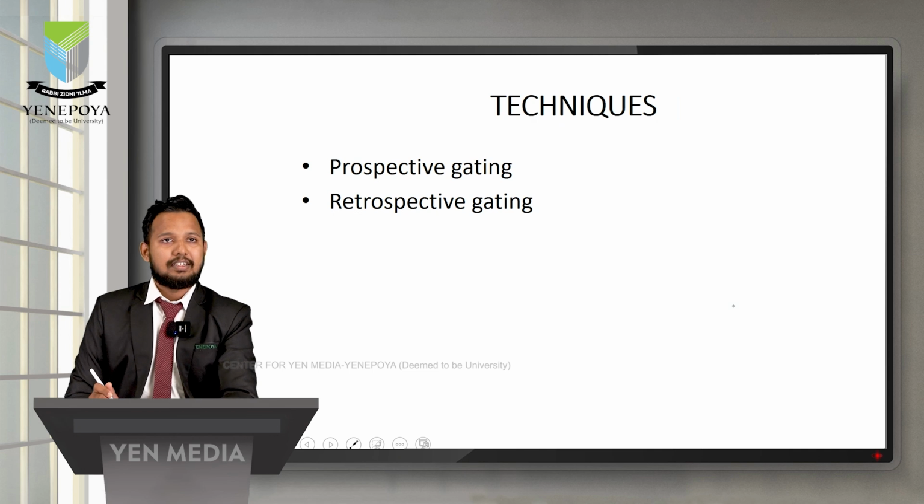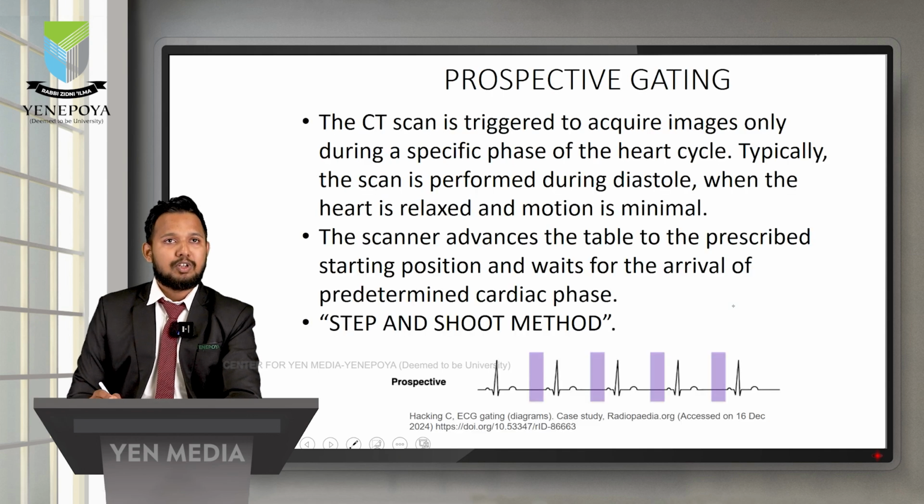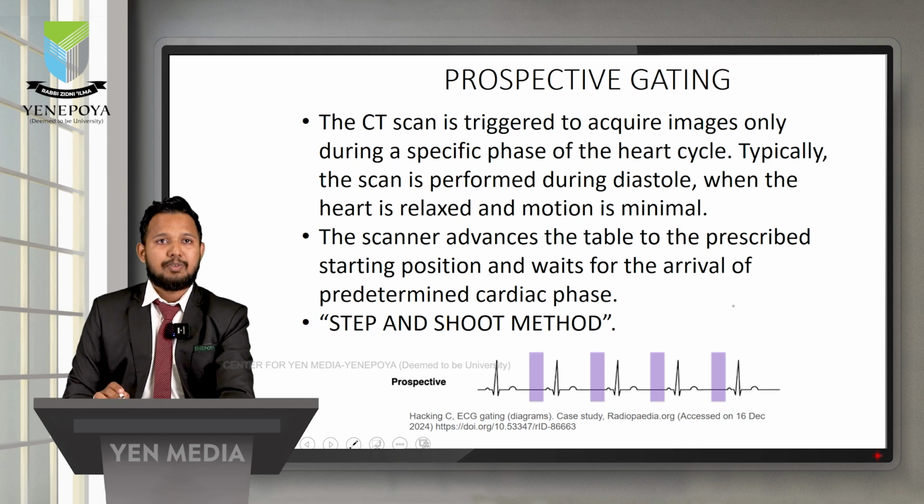There are two main techniques of imaging, that is prospective gating and retrospective gating. So we'll see one by one. In prospective gating, the CT scan is triggered to acquire the images only during a specific phase of the heart cycle. Typically, the scan is performed during diastole, when the heart is more relaxed and the motion is minimal, so that we can image the heart in a very proper way, and the image quality will be good. The scanner advances the table to the prescribed starting position and waits for the arrival of the predetermined cardiac phase, and then we acquire the image. That is why this method is also called the step and shoot method.